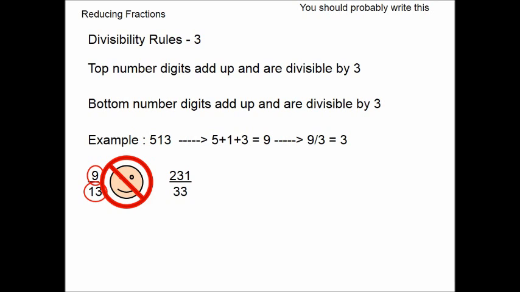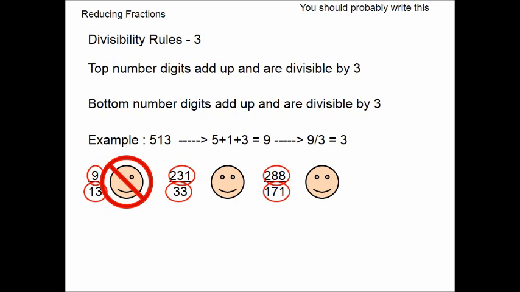So let's add up 2, 3, and 1. That's going to equal 6. 6 is divisible by 3 because 3, 6, 9, 12, 15, 18, 21. Again, the bottom, 33, adds up to 6. So both of these are divisible by 3. 2 plus 8 plus 8: 8 plus 2 is 10, plus another 8 is 18. 18 is divisible by 3. And then 1 plus 7 plus 1 equals 9. So 9 is also divisible by 3.